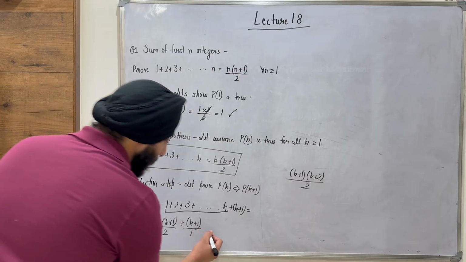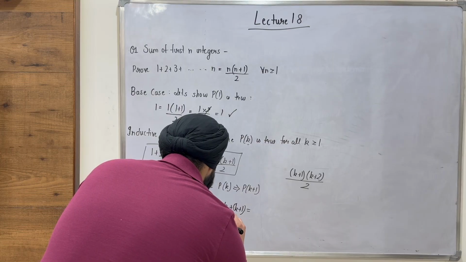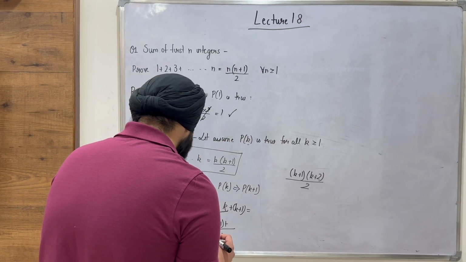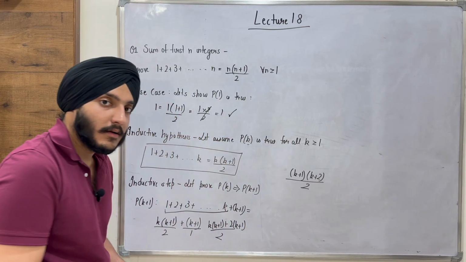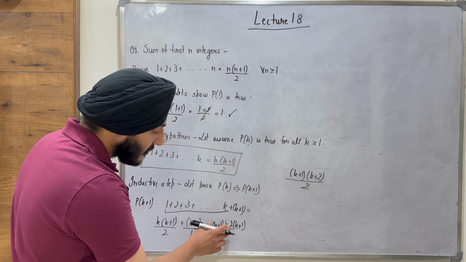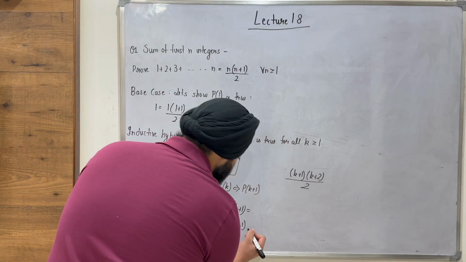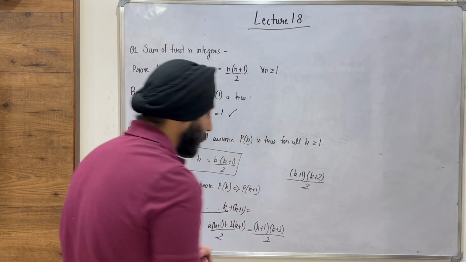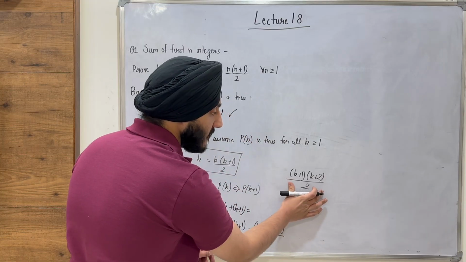I have this point. I'm going to take 2 in common, which gives me k plus 1 plus 2 multiplied by k plus 1, right? Now, if you think about it, this kind of seems like the distribution law, right? Where I have k plus 1 and k plus 2. So this results in k plus 1 multiplied by k plus 2 divided by 2. And think about it, right? This is the point that we were trying to reach.